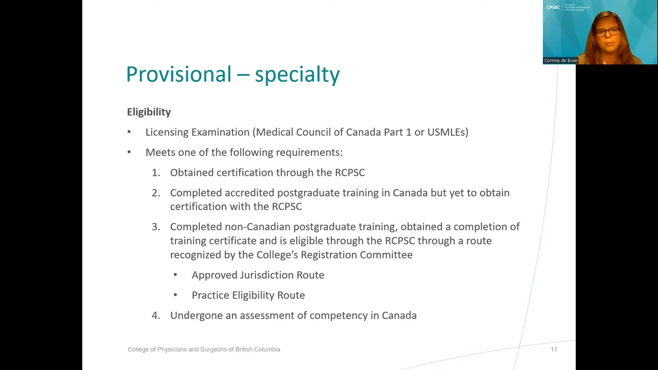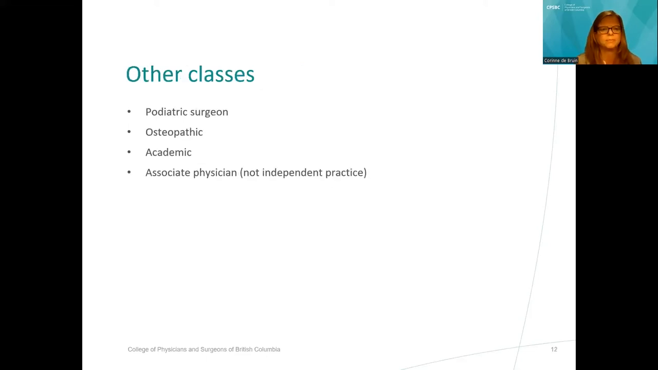The fourth way is that they have undergone an assessment of competency in Canada. In BC, we currently don't have an assessment program for specialists, but for example, Alberta does. So if there's a physician who's completed that in Alberta as on the register, our committee actually recognizes that assessment that they completed in Alberta as an example. Next slide, please. We do have a number of other classes: podiatric surgeon, osteopathic, academic, associate physician.